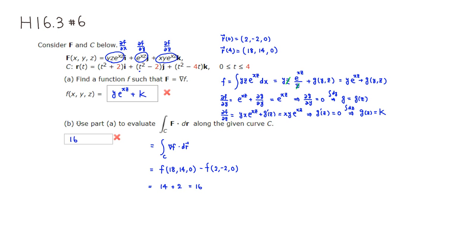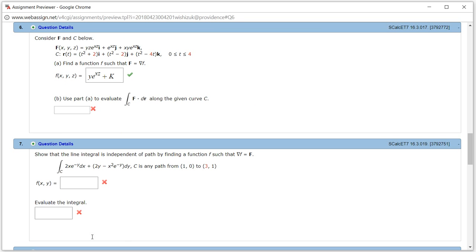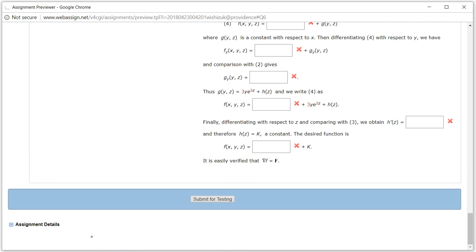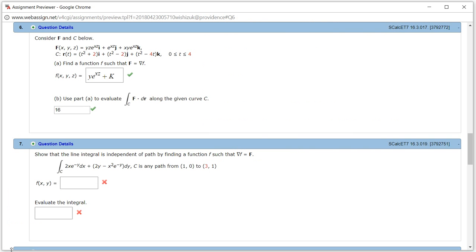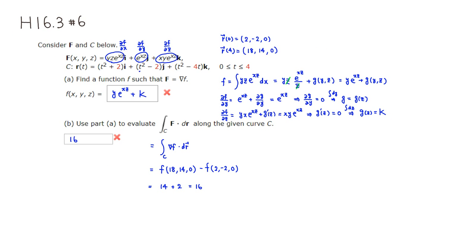16. Let's type it in and submit for testing. It came back and it looks like we got part B correctly as well. That's it. I hope that this was clear.